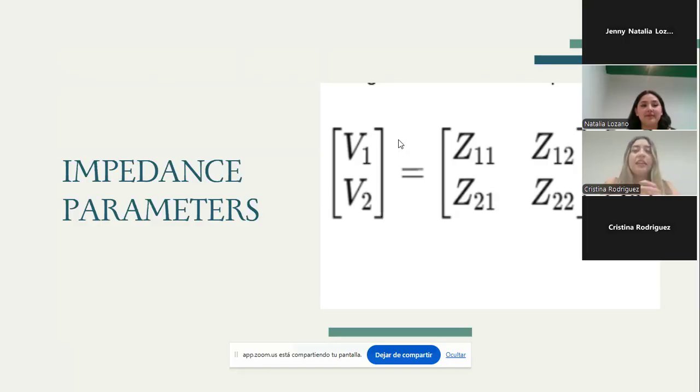So what exactly are Z parameters? Z parameters are a set of four constants that describe the relationship between the port voltages and port currents. The general form of the equations is, as you can see in the picture, a matrix: V1 and V2 equals Z11, Z12, Z21, Z22, multiplied by I1 and I2.